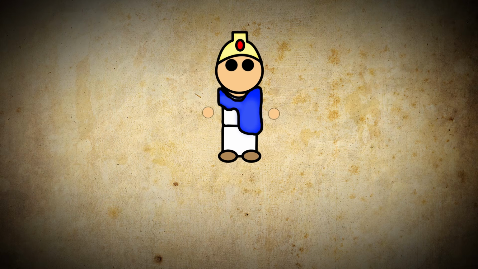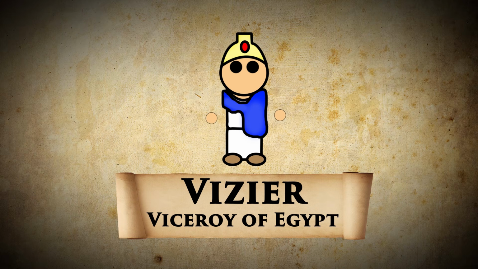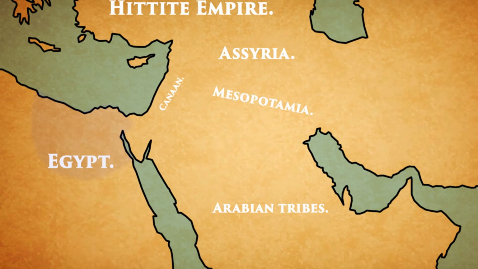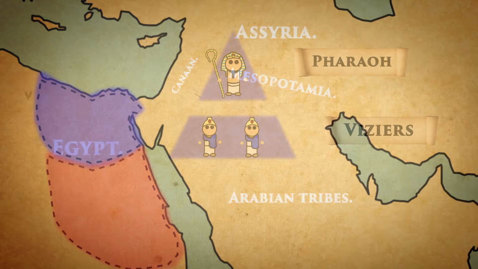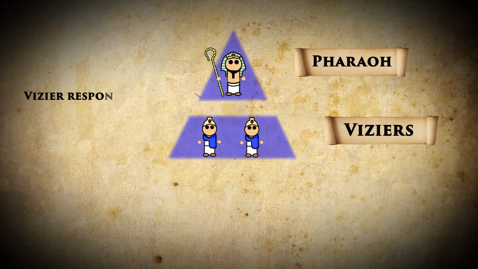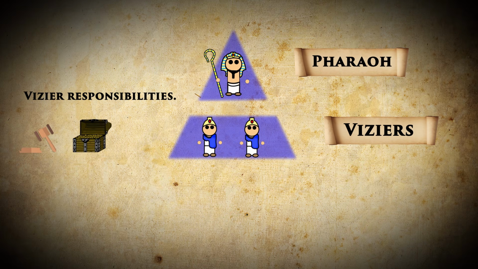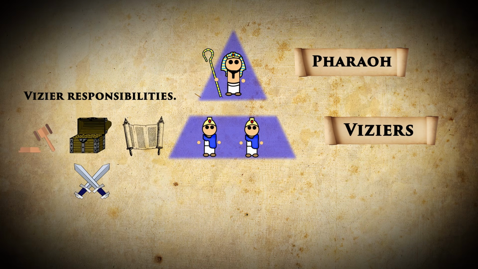Directly below the pharaoh served the viziers, who acted as a sort of viceroys. There were two viziers in the kingdom, one in southern Egypt and the other in northern Egypt. The viziers served as the hands of the pharaoh and were responsible, among other things, for keeping civil order, collecting taxes, maintenance of archives, and mobilizing troops in their assigned area.